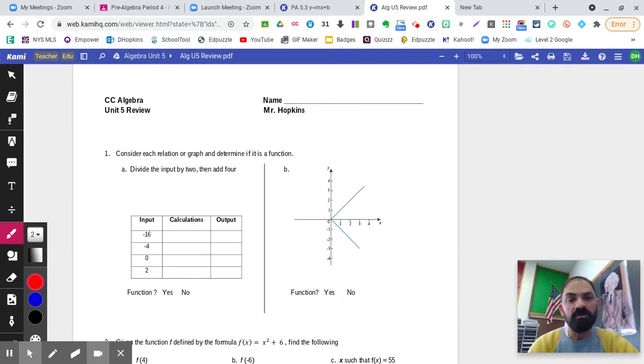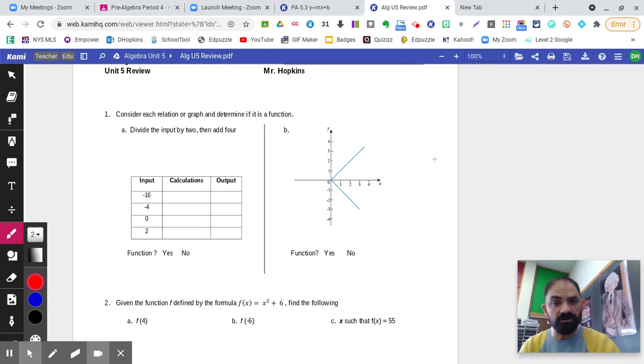Hopkins. Today we're going to be looking at a review from the unit. So I'll try to fly through this just so you have an idea of what's going on, just to refresh your memory. So number one, it says consider each relation or graph and determine if it's a function.